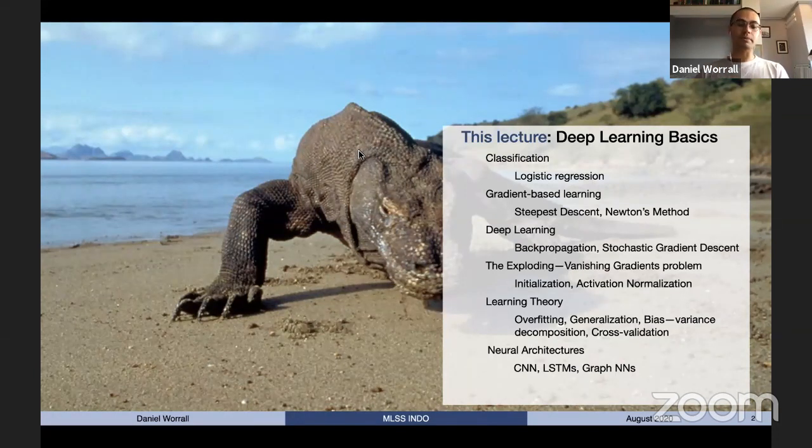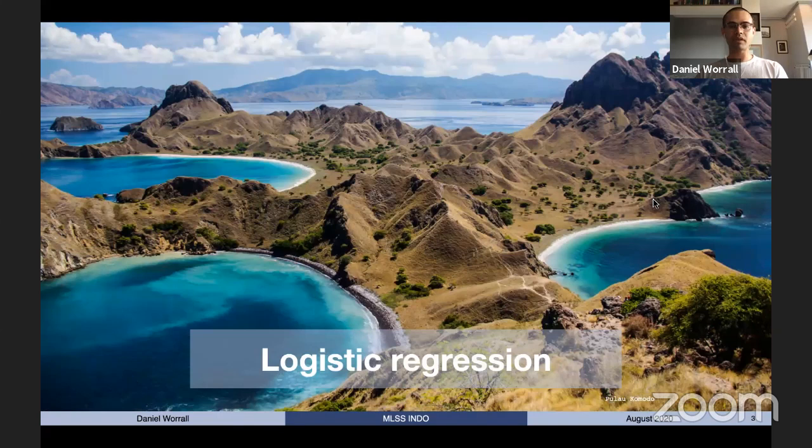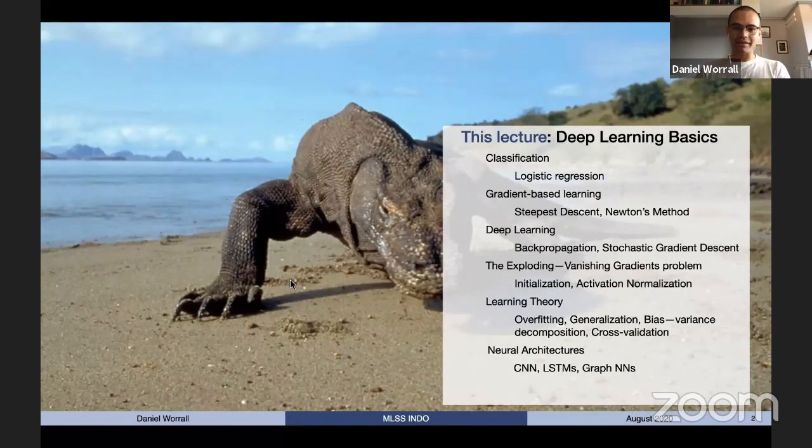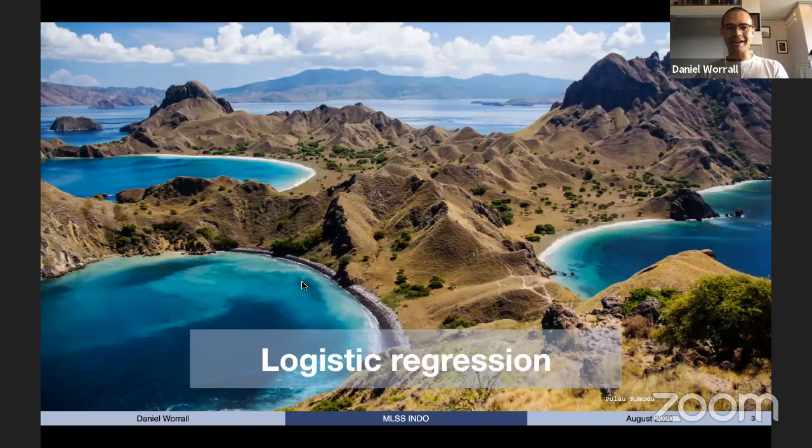If you didn't recognize this monster in the back, it's a Komodo dragon. You can find them on Komodo Island, which is, I think, in Nusa Tenggara, sort of east to central Indonesia. It's a super, super cool place. It's the largest lizard on Earth, I believe.